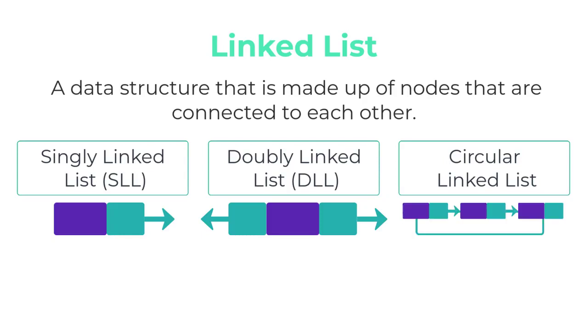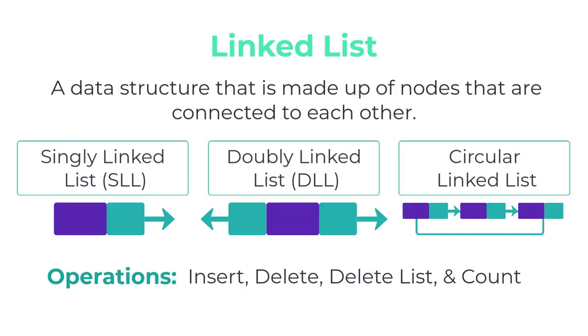And lastly, circular linked list, where the first and last elements are linked to each other, meaning the last item contains the link of the first element as next, and the first element has a link to the last element as previous. There are various operations for a linked list: insert, delete, delete list, and count, to name some of them.